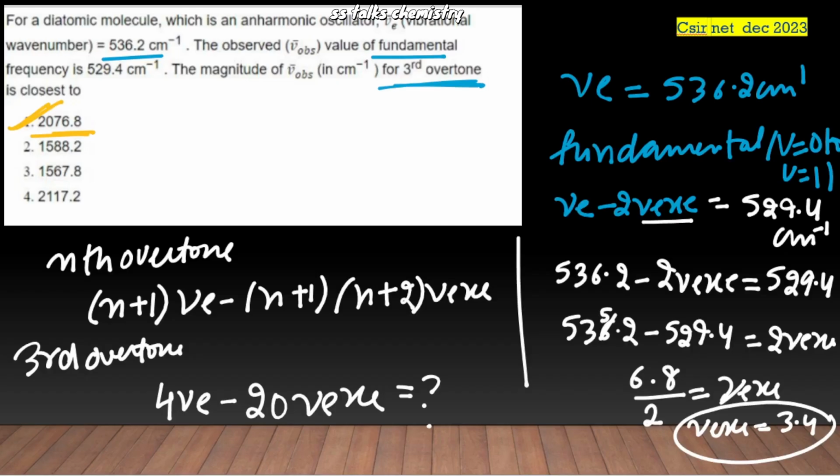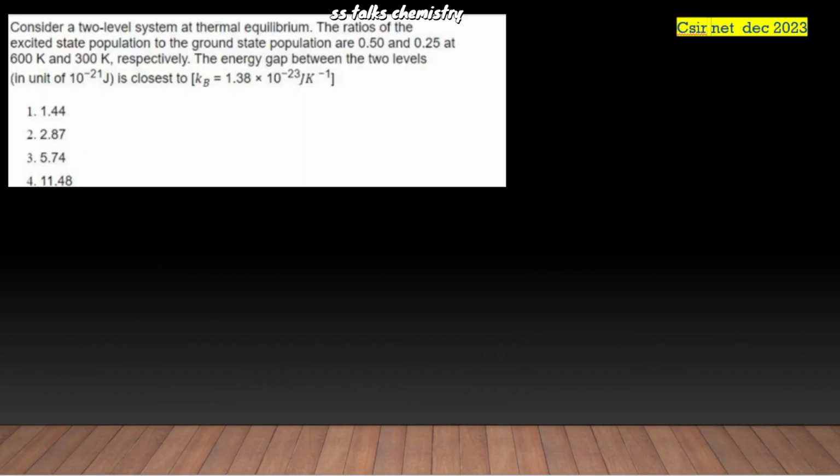Okay, now next, this question we have: consider the two level system which is at thermal equilibrium. The ratios of the excited state population to the ground state are 0.50 and 0.25 at 600 kelvins and at 200 kelvins. The energy gap between the two levels in the units of 10 to the power of minus 21 joule is going to be. Okay, so you can find this using the Boltzmann distribution.